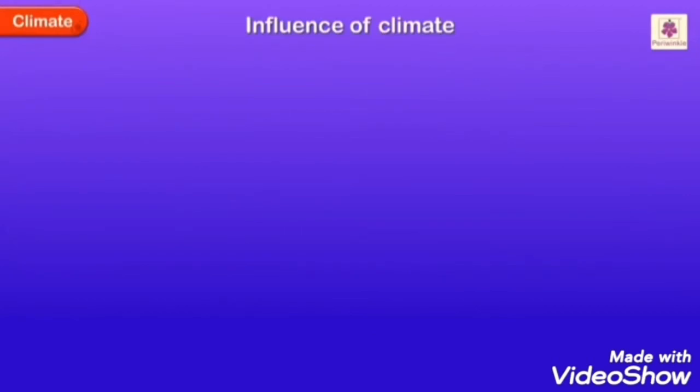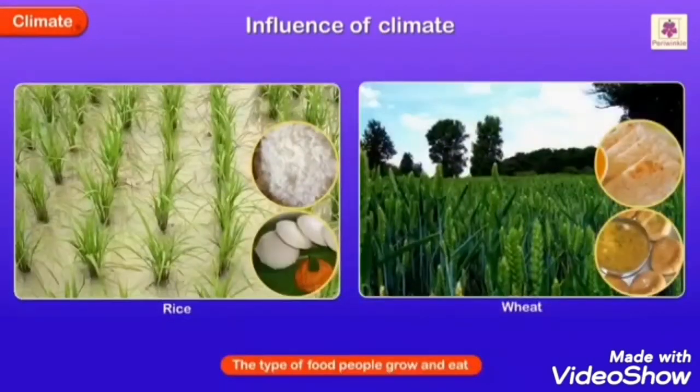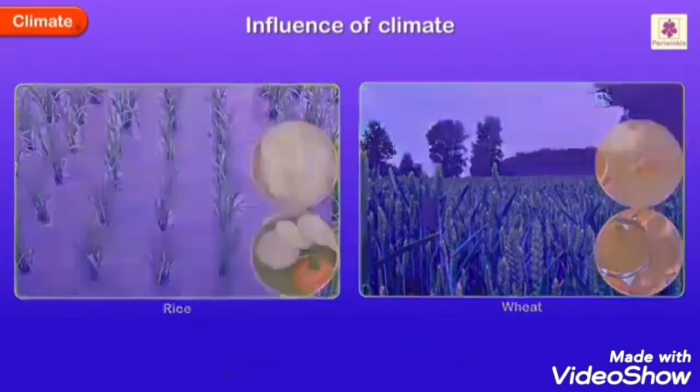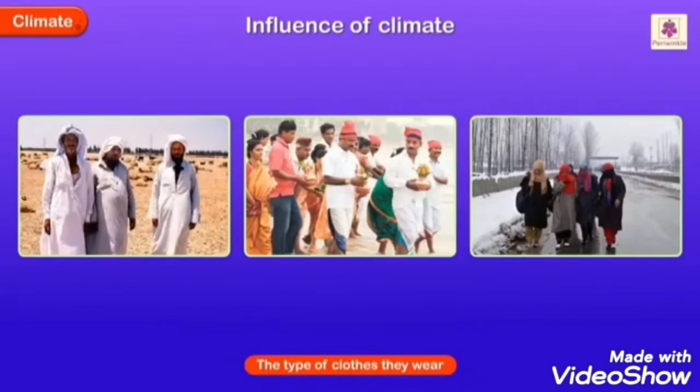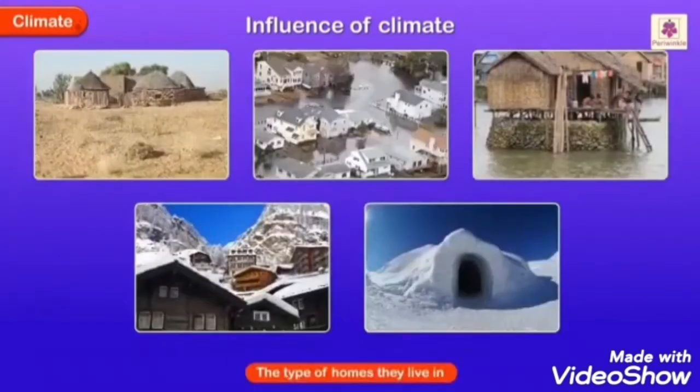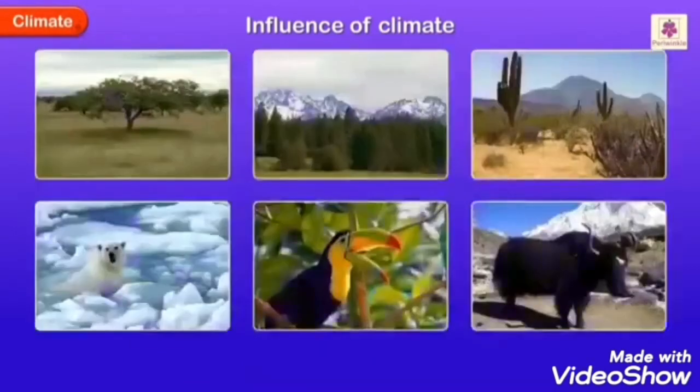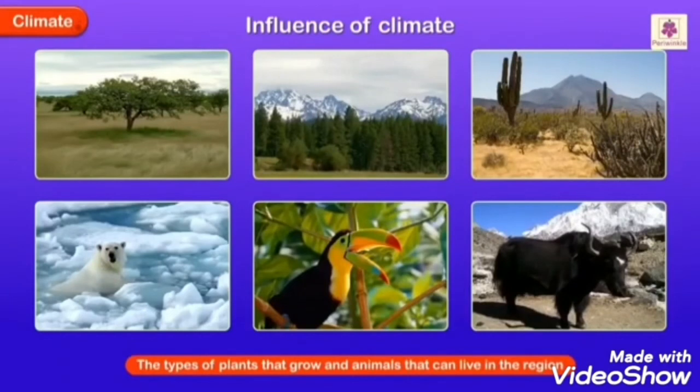Climate influences the type of food people grow and eat, the type of clothes they wear, the type of homes they live in, and the types of plants that grow and animals that can live in the region.